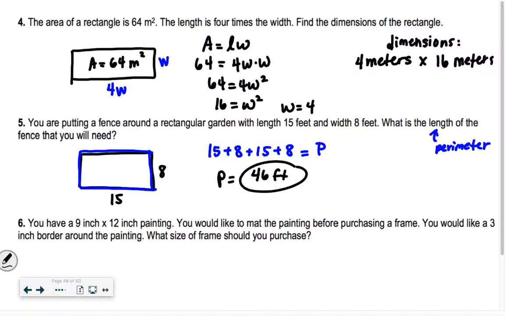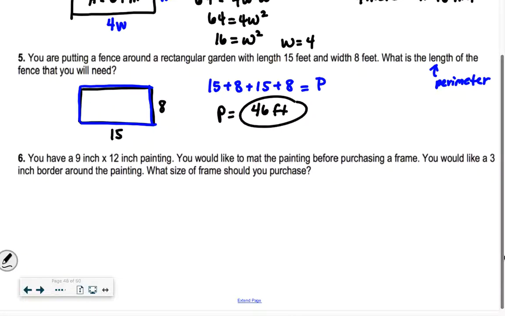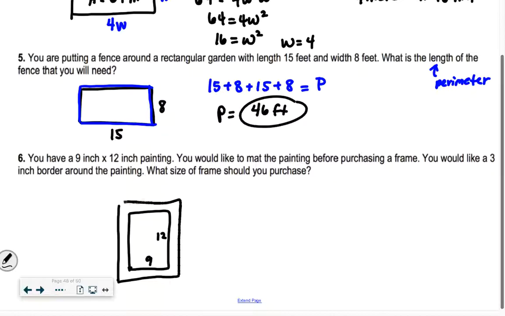All right, still feeling pretty good about these? All right, number 6, you have a 9-inch by 12-inch painting. You would like to mat the painting before purchasing a frame. You would like a 3-inch border around the painting. So we're going 3 inches around.